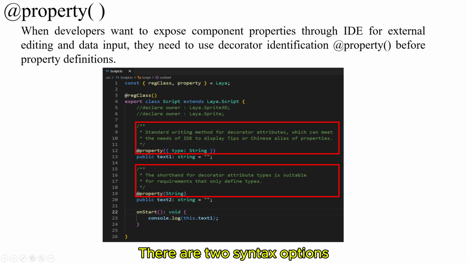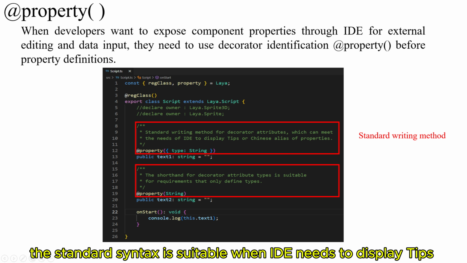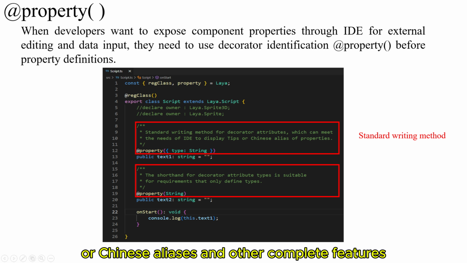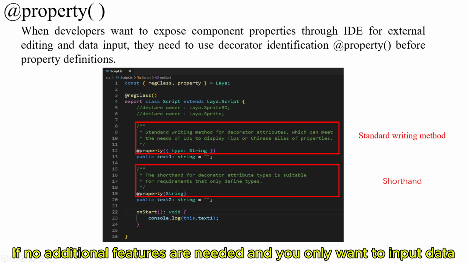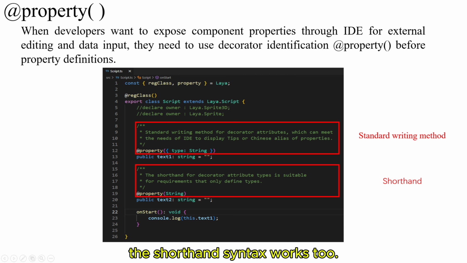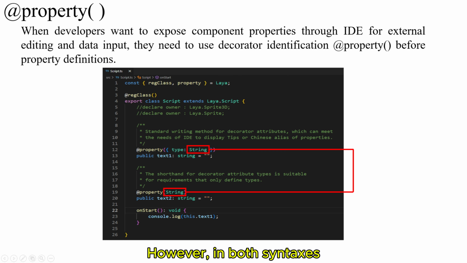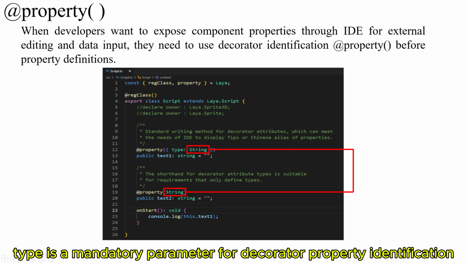There are two syntax options. The standard syntax is suitable when the IDE needs to display tips or Chinese aliases and other complete features. If no additional features are needed and you only want to input data, the shorthand syntax works too. However, in both syntaxes, type is a mandatory parameter for decorator property identification.